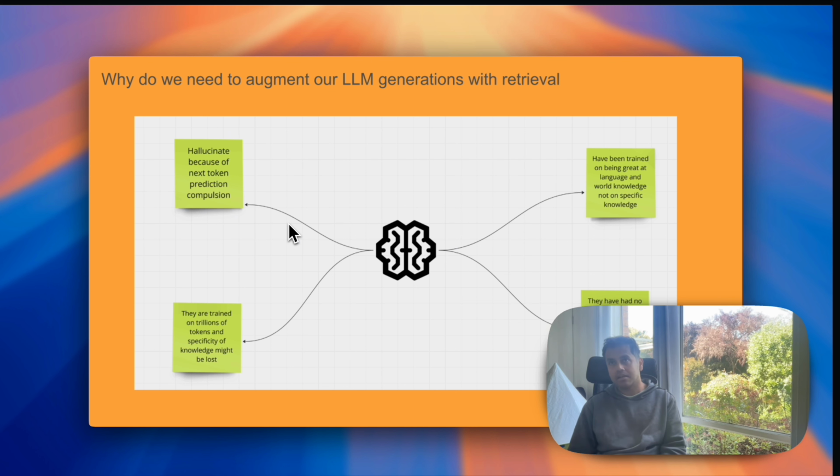It has been trained on internet data, so there is a huge amount of toxicity involved, and generalization which does not move into a specific domain. They are trained on trillions of tokens, and specificity of knowledge might be lost, and they had no exposure to any enterprise data. If you're deploying it in a bank, an insurance company, or a gaming company, it doesn't have the expertise needed to respond to the customers that particular enterprise caters to.